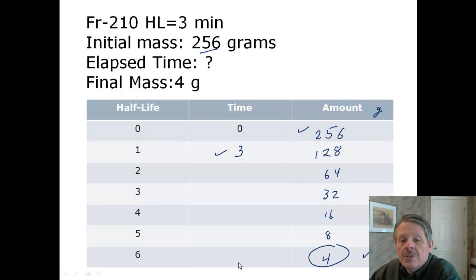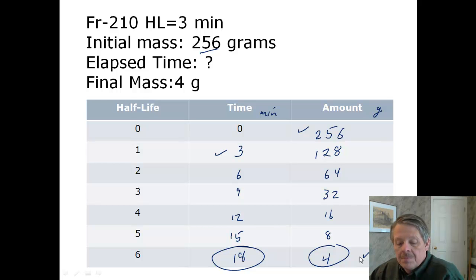Well, how much time did it take? Well, let's see. Our half-lives are 3 minutes. So this is 6, 9, 12, 15, 18. So it took 18 minutes to get all the way down to 4 grams. You follow that? Again, we're just using the pieces of information we're given and what we understand about half-life.